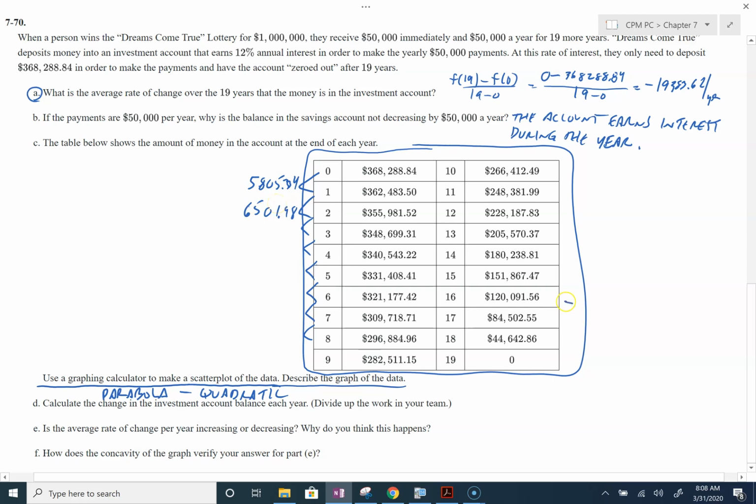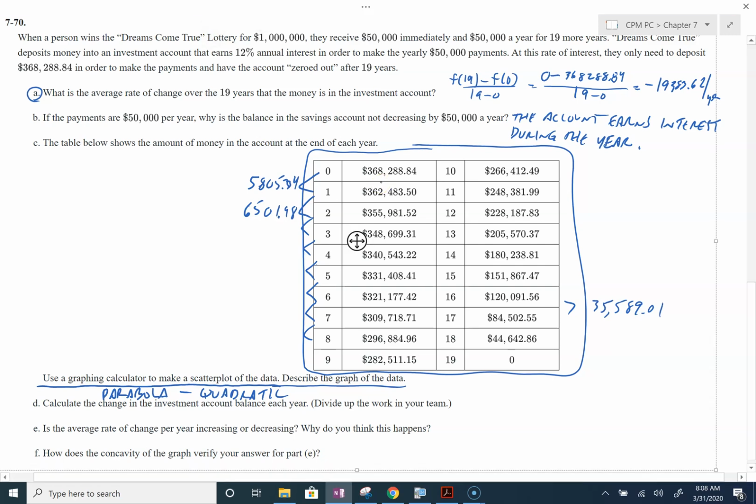Now notice at the end, if we do 120,091.56 and subtract $84,502.55, it went down by $35,589.01. And so the account balance is decreasing a lot more at the end than it is at the beginning, because there's less money in the account earning interest.